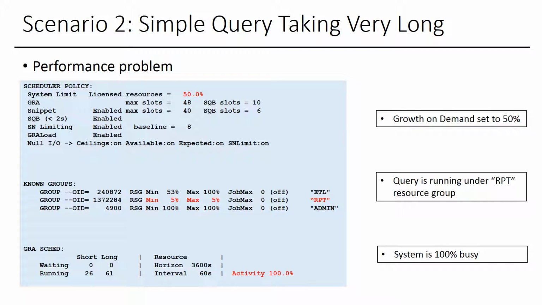Here is another scenario where a simple query is taking very long. In this scenario, you will see how to recognize a particular type of performance problem in the SchedQueues output that is related to GOD. A few things to notice here. We can see the system is running in GOD mode and only 50% of the system resource can be used. Queries that are taking longer are running from the resource group RPT. The minimum and the maximum system resource are configured as 5% for this resource group. The activity indicates the system was 100% busy with different running jobs.